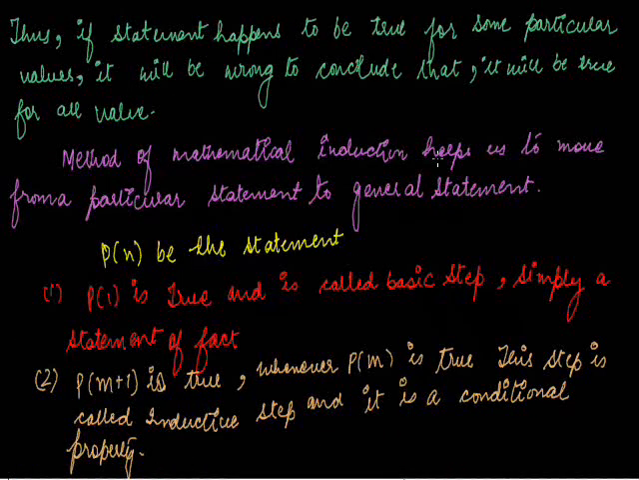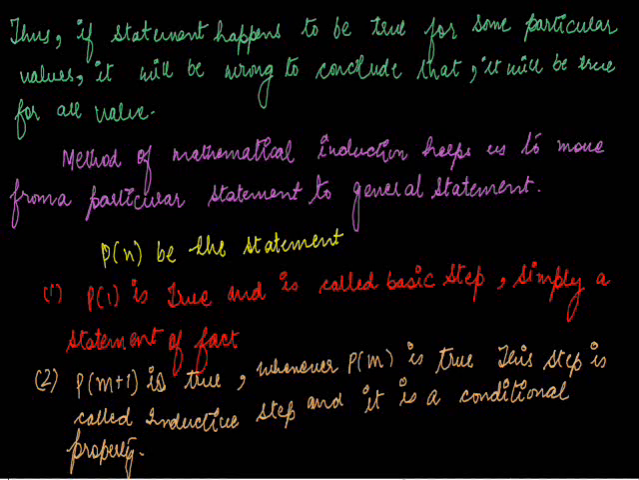In the last class we started with this. Why do we require mathematical induction? Because even if a statement is true for some special cases, we cannot prove it true for each and every case. Thus, if a statement happens to be true for some particular values, it will be wrong to conclude that it will be true for all values. The solution to this problem is mathematical induction. By using the method of mathematical induction, we form a particular statement, and using that, we form a general statement.